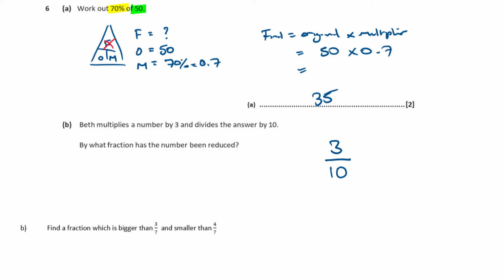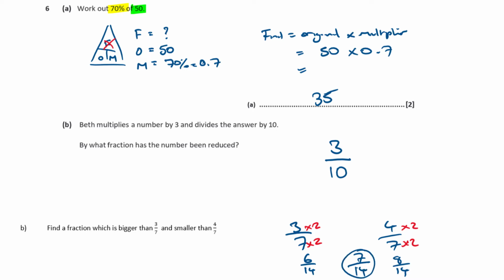B, find a fraction that is bigger than 3/7 and smaller than 4/7. Okay, so the easiest way to do these ones: if I just take each of those and double up the denominators and numerators of both, so find equivalent fractions, then 3/7 is equivalent to 6/14, and 4/7 is equivalent to 8/14, and then you can see you've got a gap in the middle that you can then fill, which is 7/14.